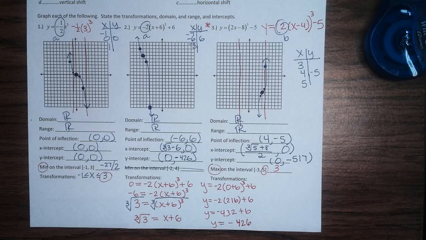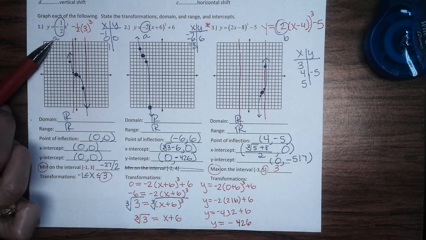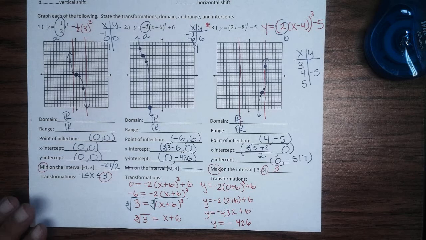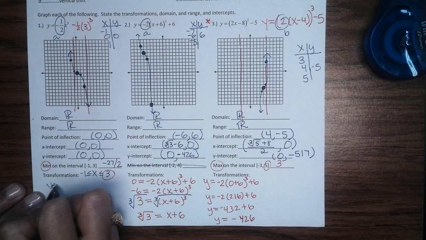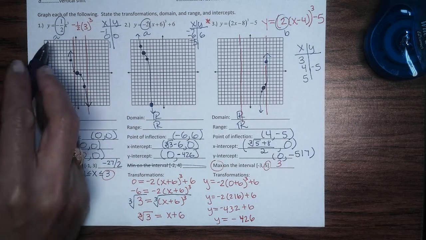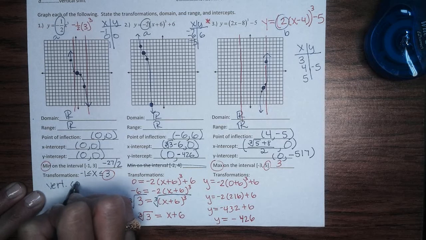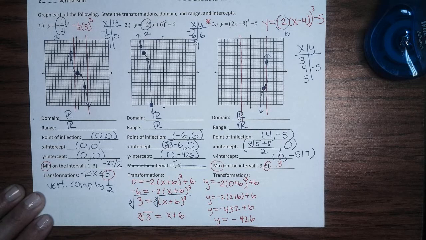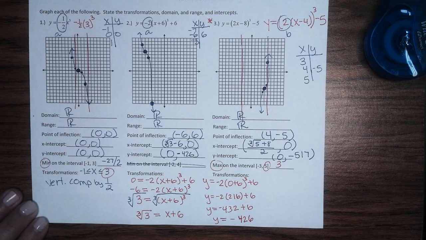And then the last thing you need from the front here is the transformations, and those will be multiple choice. Like on your quiz and test, you just have to select the correct transformations. So look at number 1. You do have an a value of -1/2, so when you write the transformation, you would say vertical, since that's an a value, it's called a vertical compression by half. And like I said, these are multiple choice, so it doesn't matter how you write it.